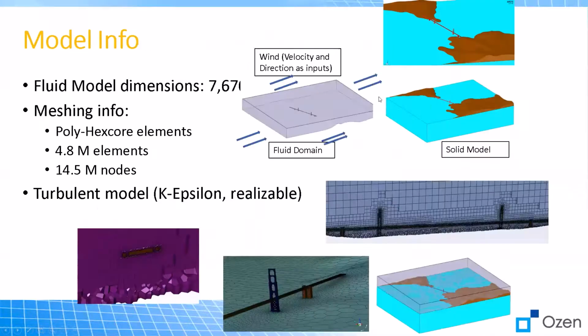Okay. What we see here is the information about the fluid model. We use polyhexcore elements with 4.8 million elements and 14.5 million nodes. We also use the polyhexcore mesh, which is the newest mesh technology inside FLUENT. And we use an ACT in ANSYS Discovery to get the topology of the area, to get these mountain shapes based on topology. And we use the realizable k-epsilon turbulence model for our FLUENT model.